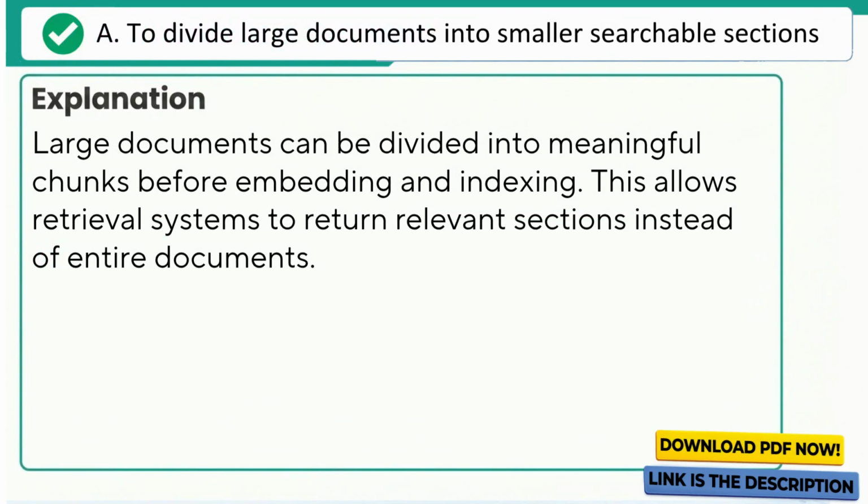Correct answer. A. To divide large documents into smaller, searchable sections. Explanation. Large documents can be divided into meaningful chunks before embedding and indexing. This allows retrieval systems to return relevant sections instead of entire documents.